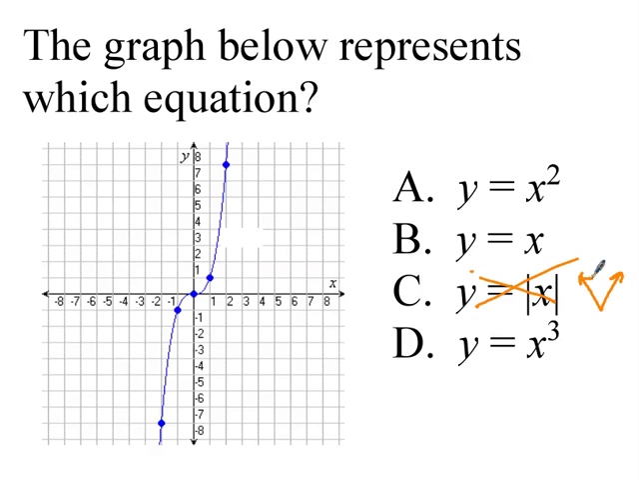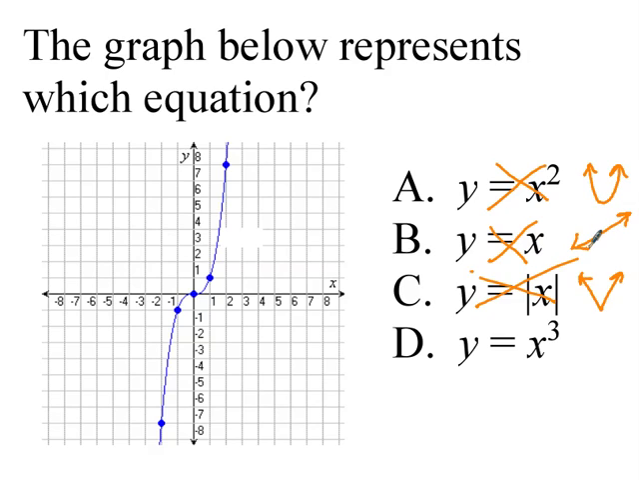What else can't it be? D. It can't be A. Why can't it be A? I don't know. What's A? A is your smile. What's the other one? It can't be B. Why? What does B look like? B looks like a line. Okay, y equals x is just a line.